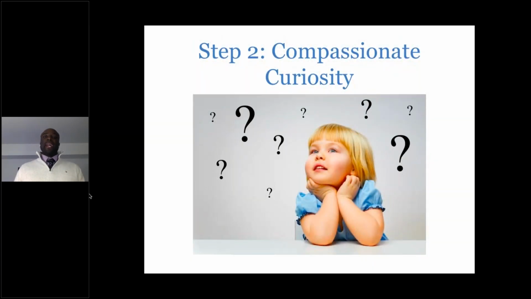The next step, compassionate curiosity. I don't want to use this as an opportunity to really dissect what compassion is or isn't, or get into that kind of semantic argument. All I want you to do is think about somebody who is compassionate, somebody either in the world or somebody in your life that you know who is compassionate.